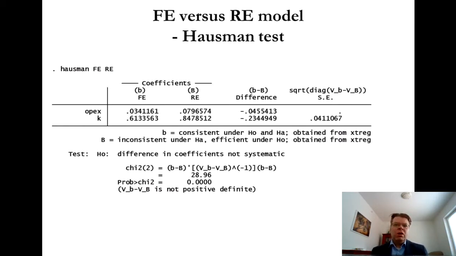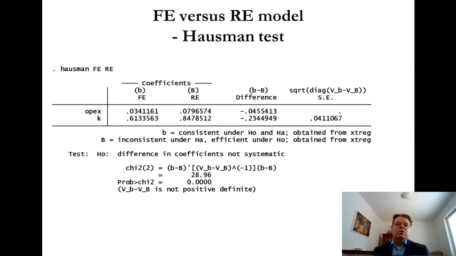So when we reject the null hypothesis, as in this case, then we conclude that the null hypothesis that both models are consistent and there is no endogeneity problem can be rejected. So therefore, we would choose in favor of the fixed effects model based on the Hausman test. If, on the other hand, the null hypothesis was maintained, then we would choose in favor of the random effects, because under the null hypothesis, the random effects would be a more efficient estimator.